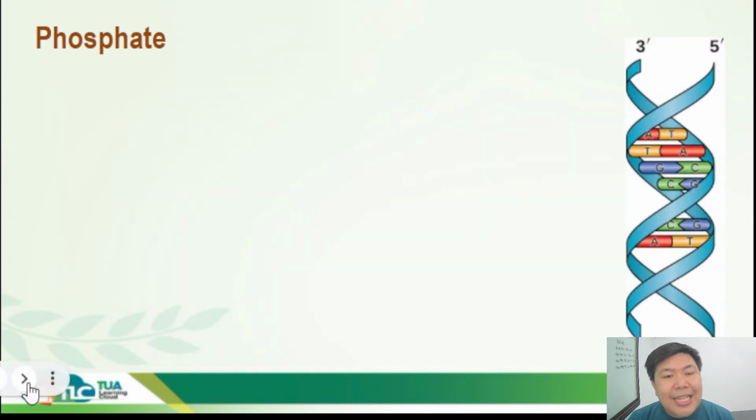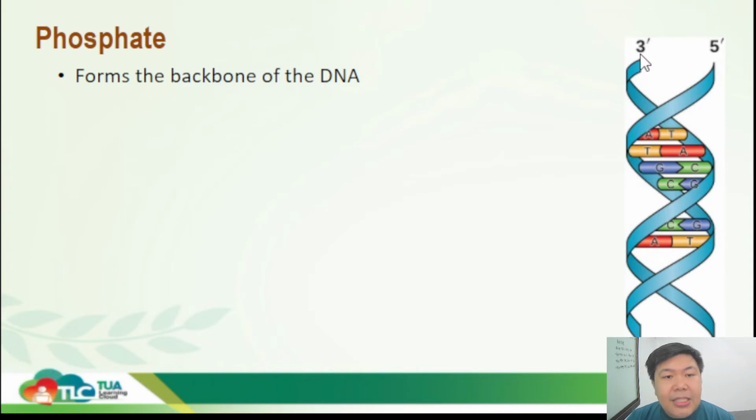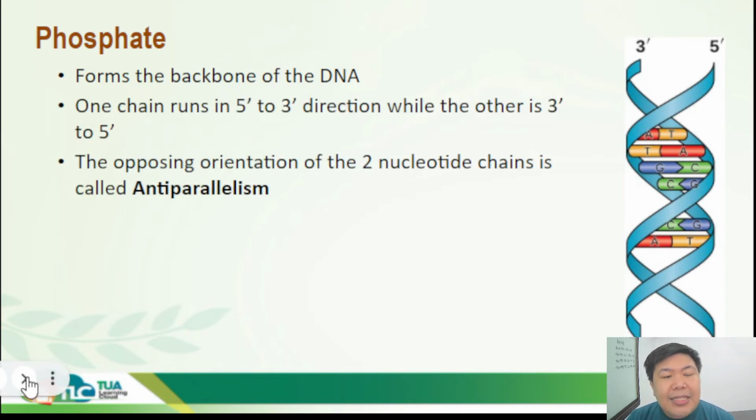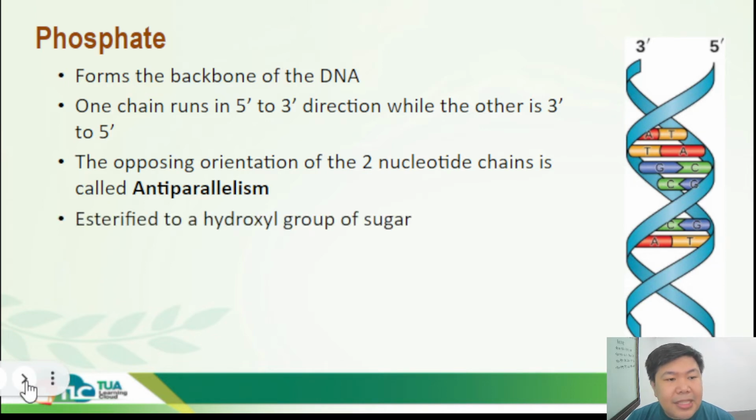And of course, the last part of the DNA is your phosphate, no? So this phosphate forms the backbone of the DNA. And as mentioned, these two strands run in different directions. One strand runs from 5' towards 3', while the other strand runs from 3' towards your 5' end. Alright? And this opposite running direction is called anti-parallelism. Okay, it's called anti-parallelism.